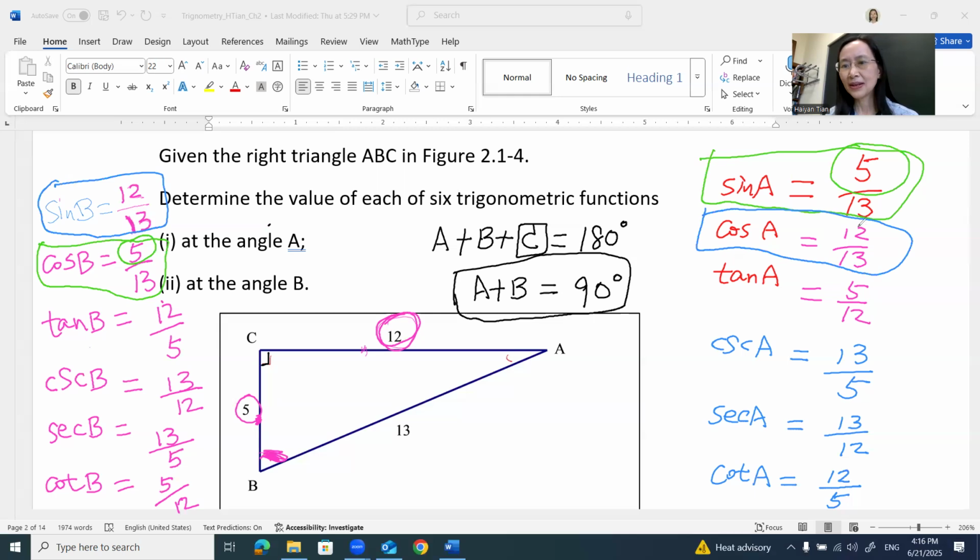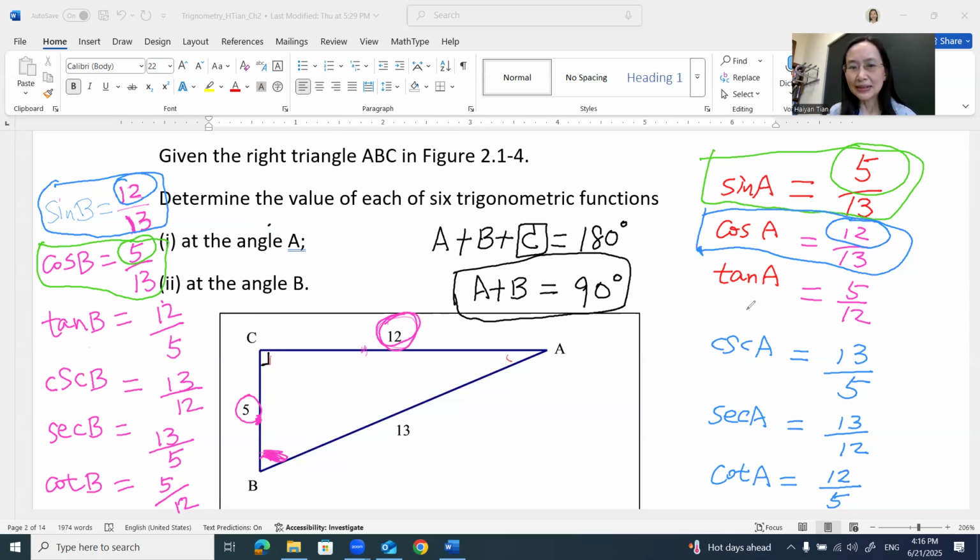Because of the cosine of A, you see this 12, right? The side adjacent to A is the side opposite the angle B. So it's not by chance. It should be true, right? So cosine A is equal to sine B.